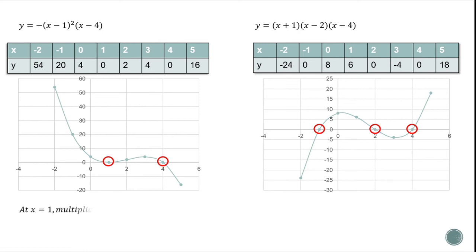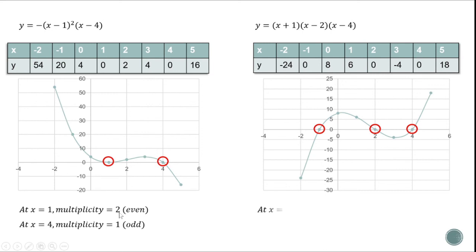We can write it down here: at x equal to 1, in the case of the first graph, the multiplicity is 2, that is even. And at x equal to 4, the multiplicity is 1, that is odd. This 2 and 1 are derived as the powers here. As you can see, x minus 1 has a power value of 2, which indicates that the multiplicity is 2.